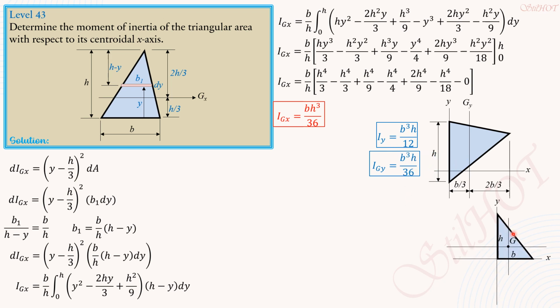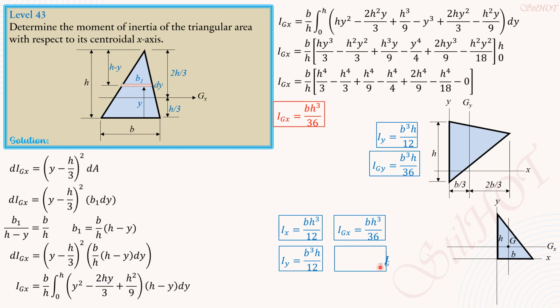Then for this orientation of the triangle, with respect to the x-axis, bh cubed over 12. With respect to the centroidal x-axis, which is h over 3 here, bh cubed over 36, Igx. And with respect to the y-axis, b cubed h over 12. With respect to the centroidal y-axis, b cubed h over 36.